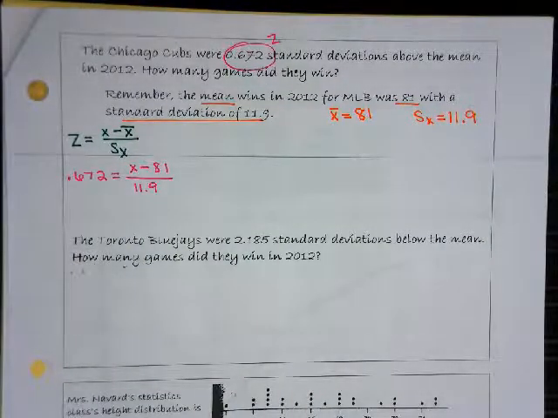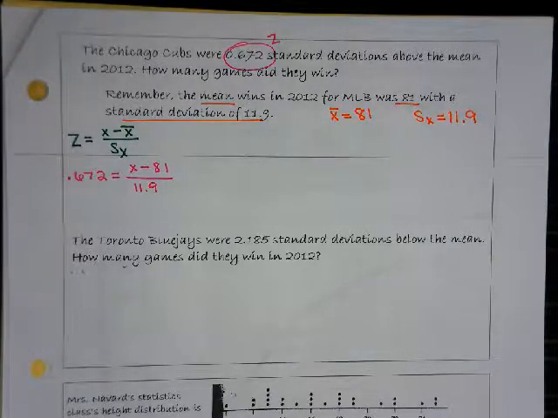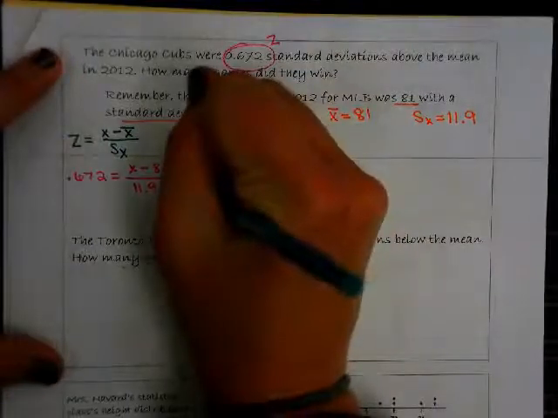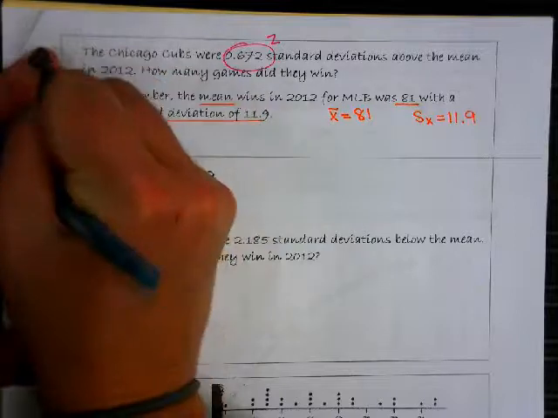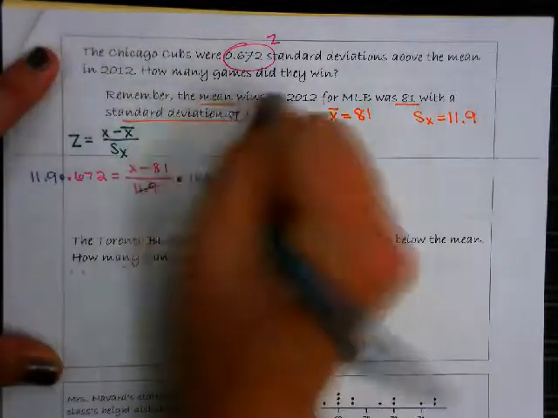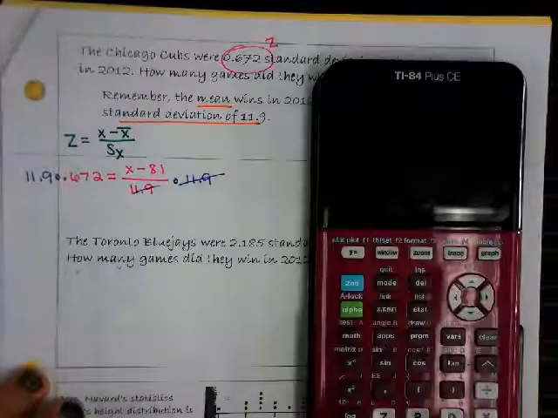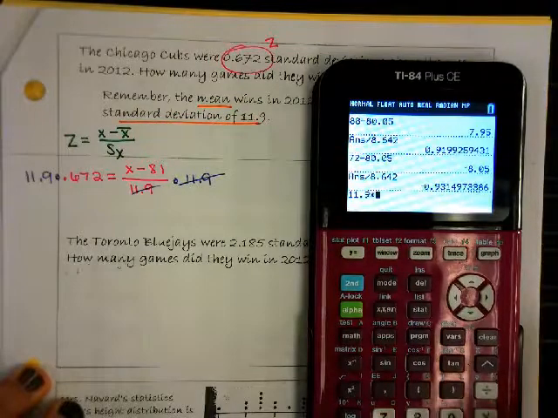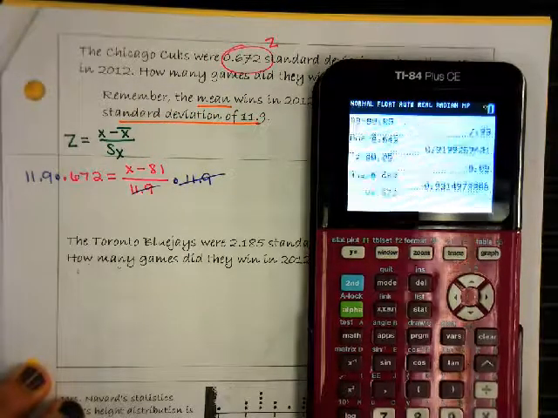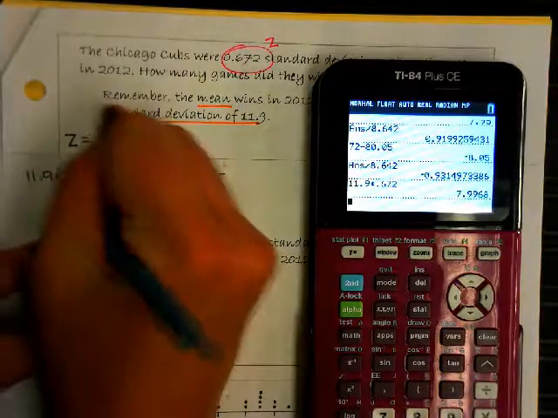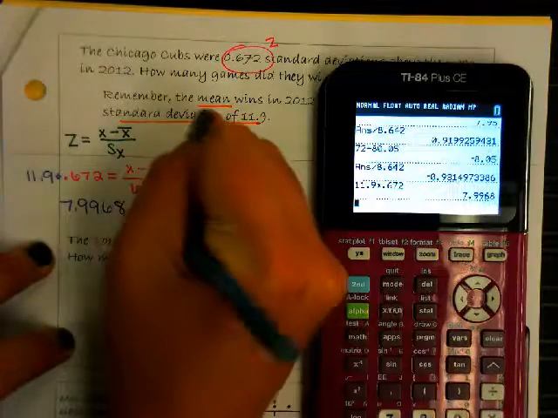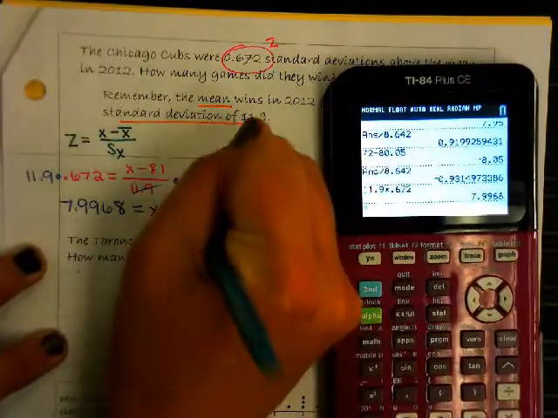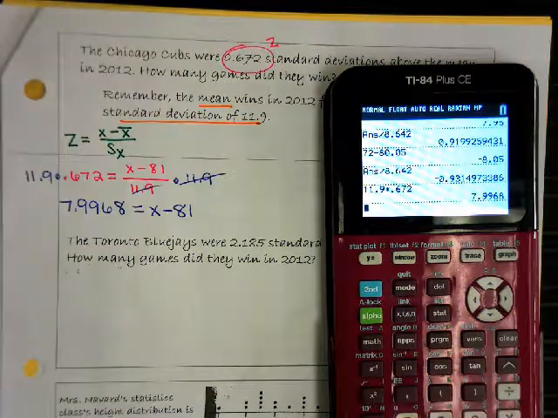Zach? Multiply both sides by 11.9 to get rid of the division. So those are going to cancel out. 11.9 times 0.672 gives us 7.9968, and that's equal to X minus 81. What's the last step? How did we get X by itself? Add 81.